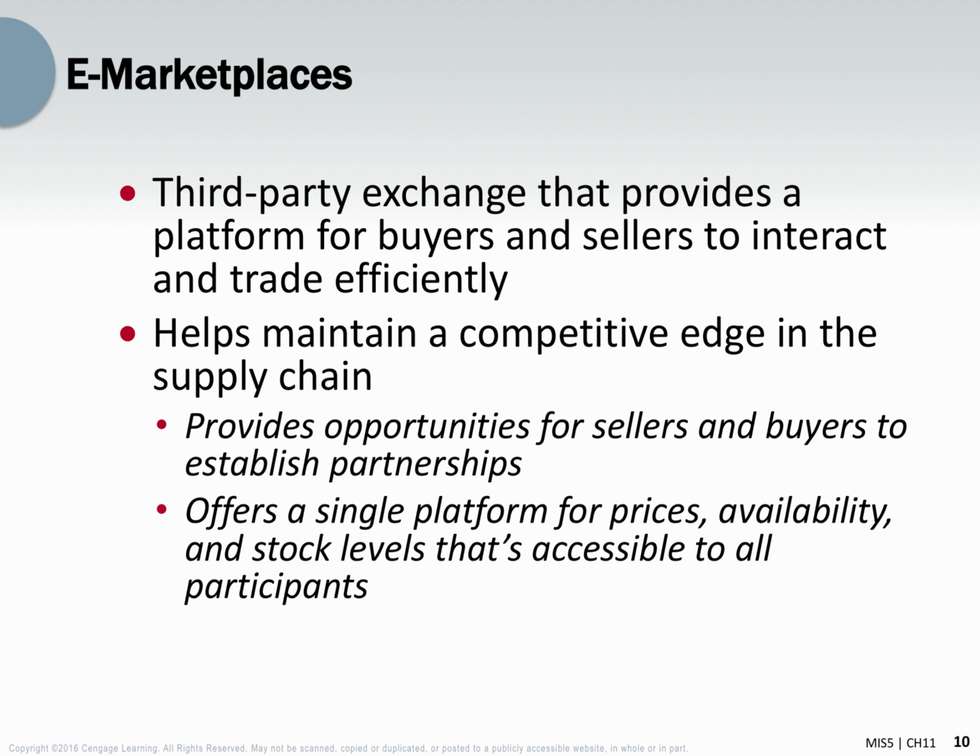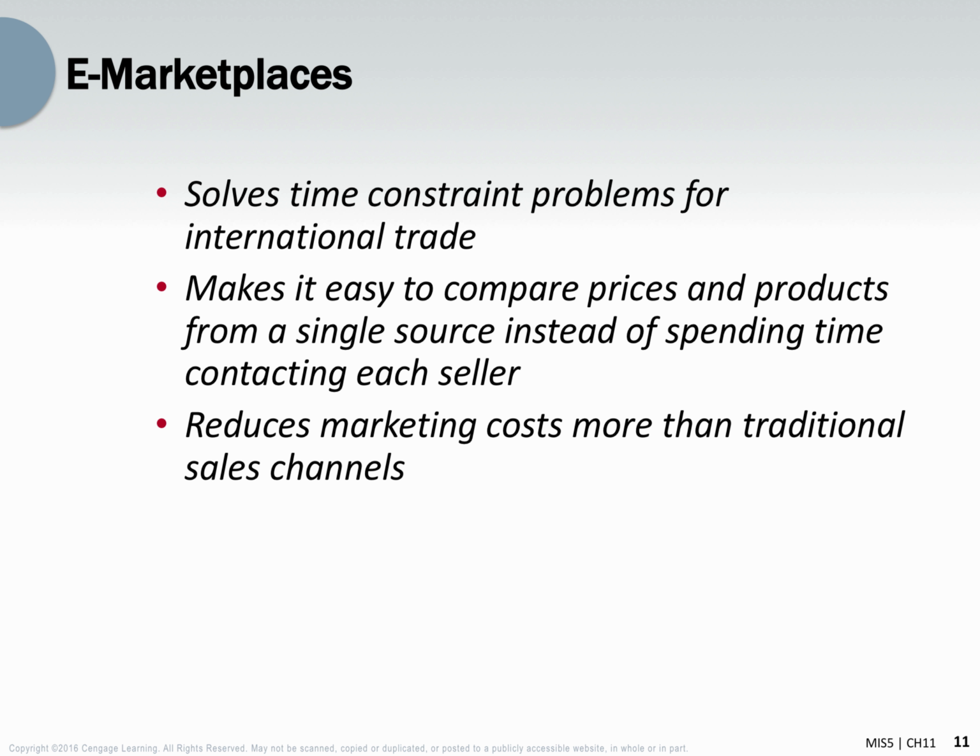Now, we're looking specifically at an e-marketplace here, and we'll demarcate this from an e-distribution system in a second. But an e-marketplace allows buyers and sellers, and when we say buyers and sellers, really we mean suppliers and purchasers to come together in a single platform to look at competitive prices, to make sure that delivery timetables can be met, and so forth. And what does this do? Well, of course, it gives opportunities. It's on a single platform, but it also solves constraint problems for international trade.